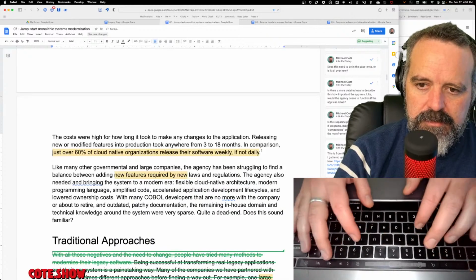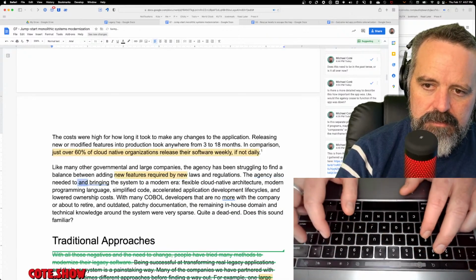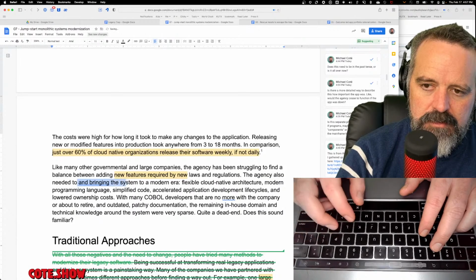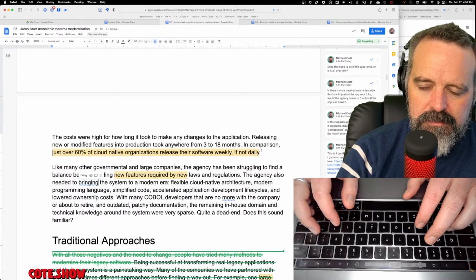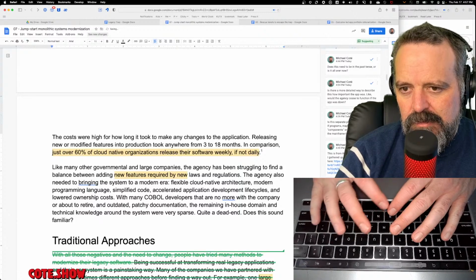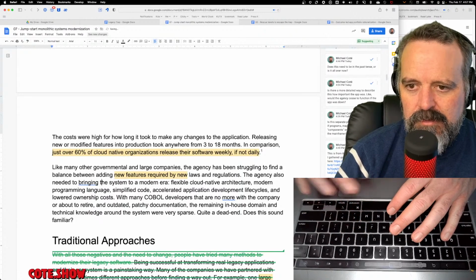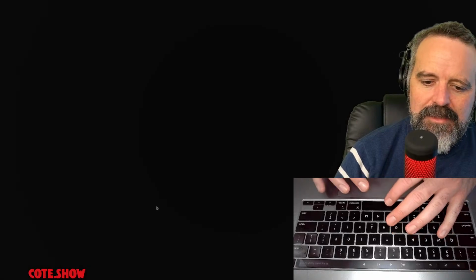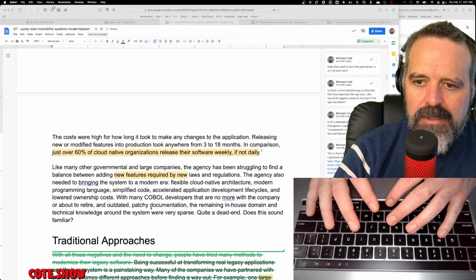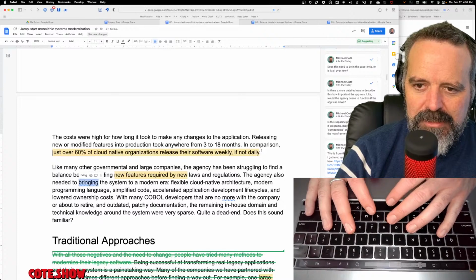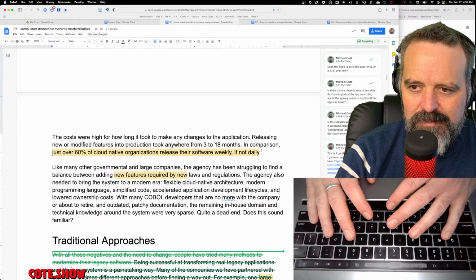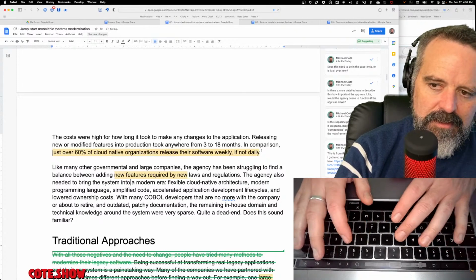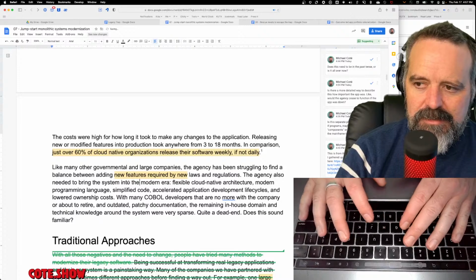Agency also needed to bring the system. I often misspelled bringing as brining. To bring the system to the modern era.